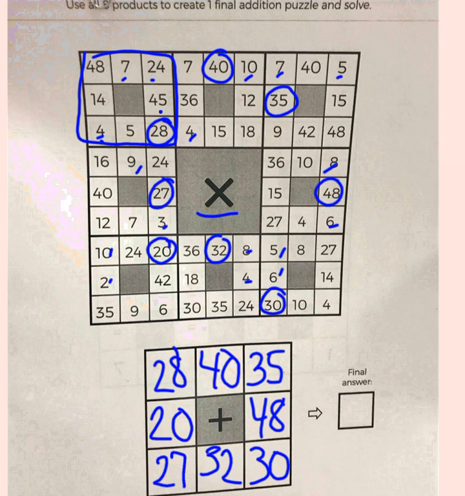Then I'm going to find 2 numbers. I look at my operation symbol in the middle. It's addition now. So I'm going to look at 2 numbers that add together, and I'm going to find the sum or the answer in there. And if I look at 28, or if I add 28 plus 20, that will equal 48. And so my final answer is 48.